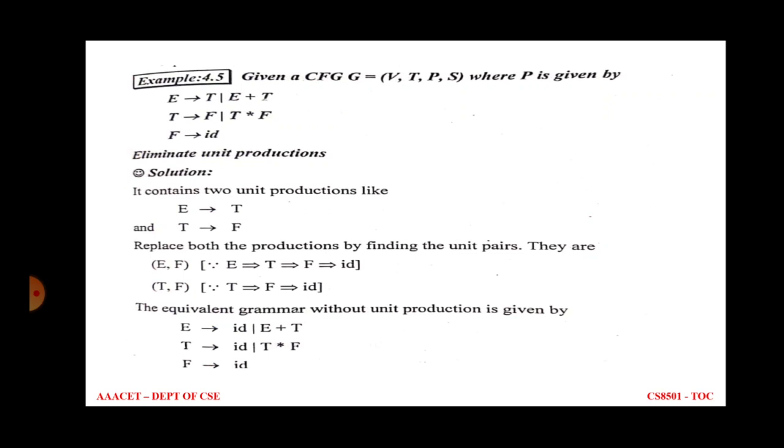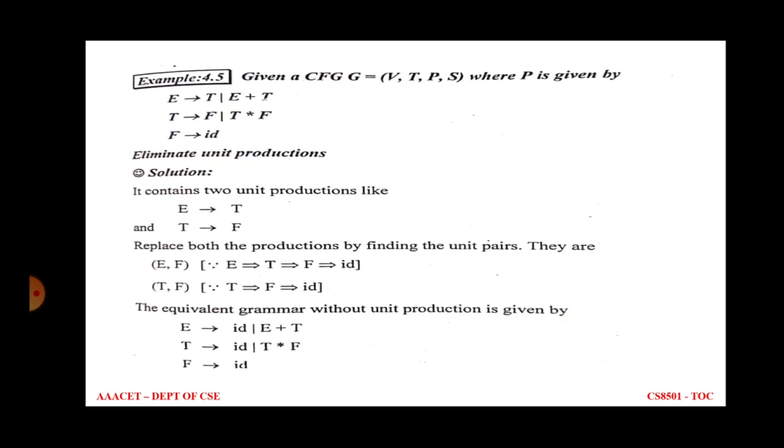So for the first production, you can see in the last line the equivalent grammar without unit production is given by E tends to ID. Actually we can substitute ID for capital T, for the reason that E tends to capital T, T tends to capital F, F tends to ID. So for capital T we can substitute the value ID. So in the next line, T tends to capital F. Similarly we go for the production of capital F, F tends to ID. So for capital F we write ID.